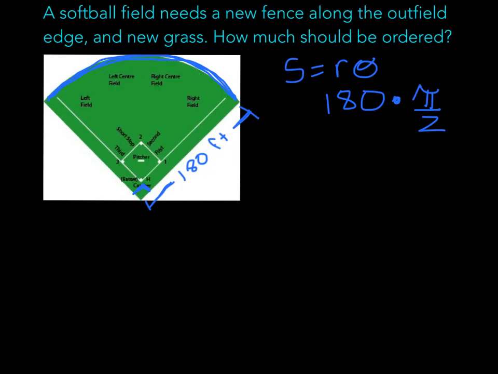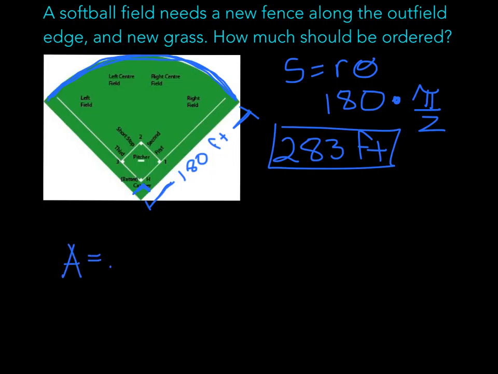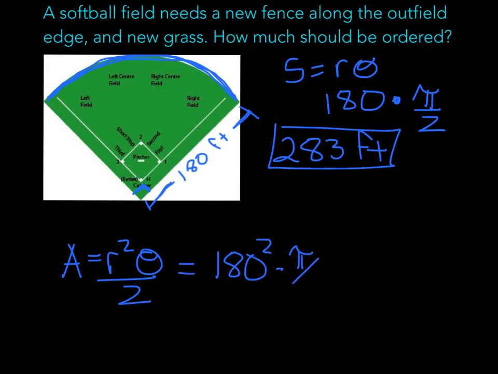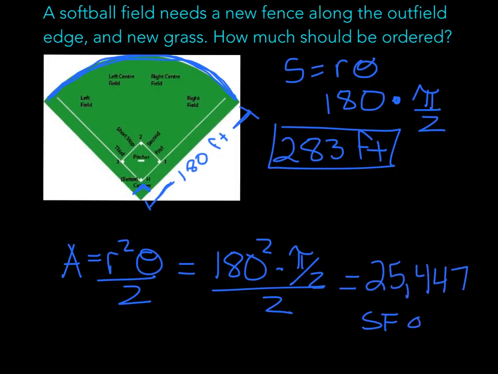And then you can punch that into your calculator, since when you order fence, you're not going to say, I want 90 pi feet of fence. You're going to say, I want 283 feet of fence, which sounds a lot more logical. All right, now for the grass. We know the area is r squared theta over 2. So we need 180 squared times pi over 2, and then all divided by 2. And when you punch that in, you should get 25,447 square feet of grass.